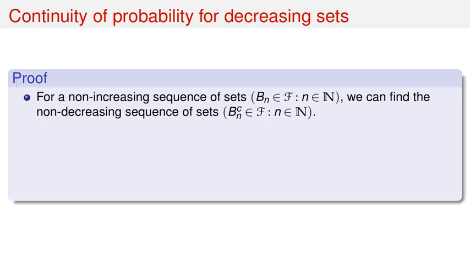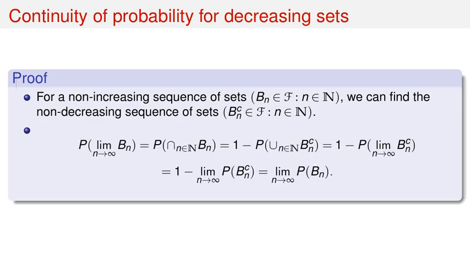Now for the continuity of probability for decreasing sets, for a non-increasing sequence of sets Bn in script F for n in N, we can consider the corresponding non-decreasing sequence of their complements, Bn complement, in script F for n in N.